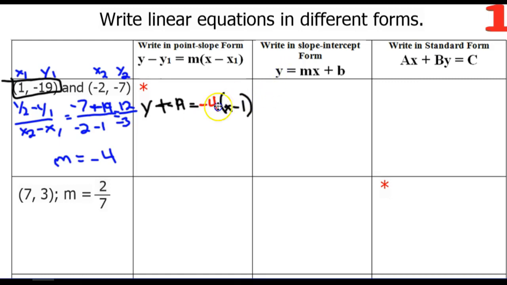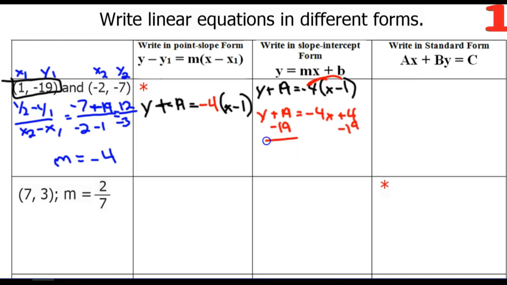Now, slope-intercept form, we're going to take this equation, y plus 19 equals negative 4 times x minus 1. To get it to slope-intercept form, we need to distribute the negative 4. So y plus 19 equals negative 4x plus 4. Subtract 19. And we get y equals negative 4x minus 15.